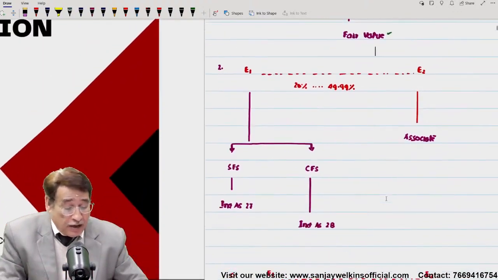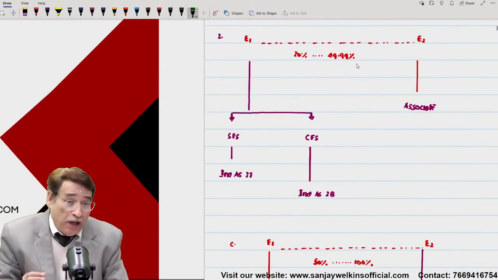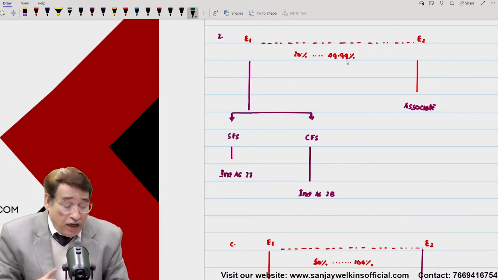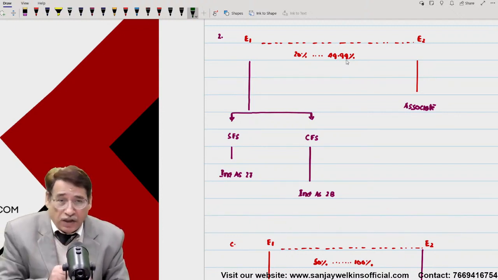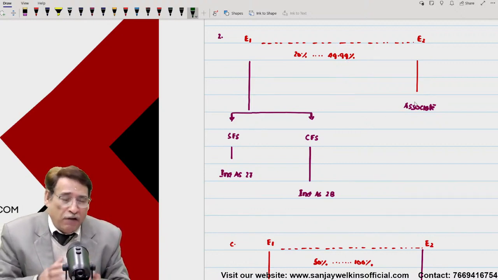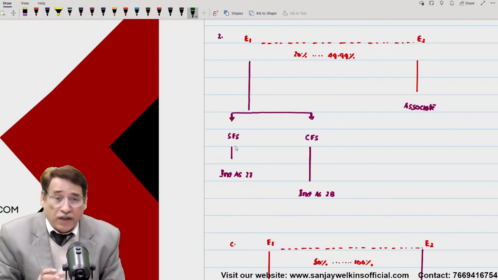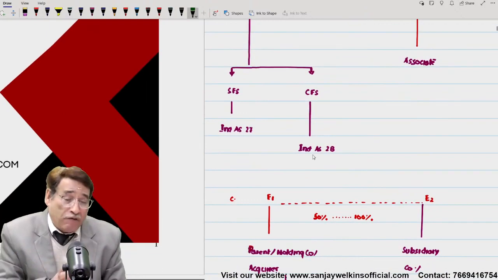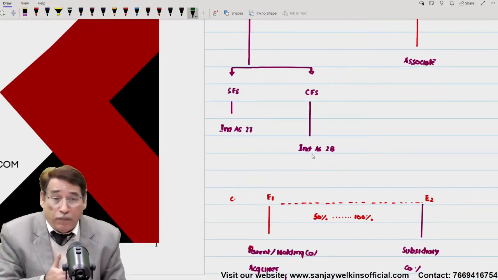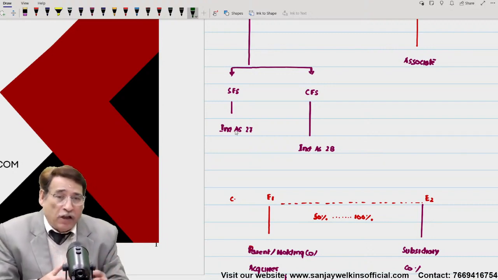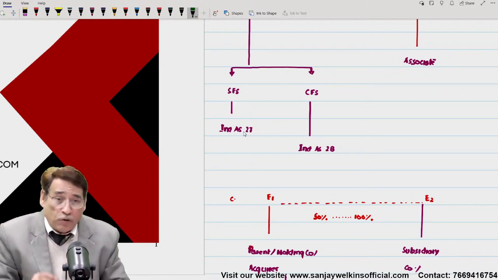After that, I told you if my investment is between 20 and 49.99%, in that case also we are supposed to prepare two types of financial statement. First of all, the other entity will be considered our associate entity, and we will prepare a separate financial statement and a consolidated financial statement. However, the consolidated financial statement with respect to the associate will be prepared as per Ind AS 28, while the accounting for investment will be done in the separate financial statement as per Ind AS 27.